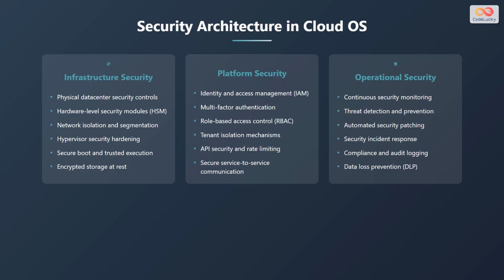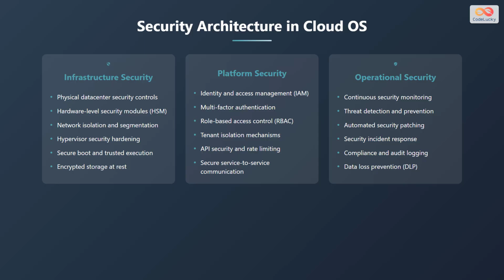Let's discuss the security architecture in cloud operating systems. Security is implemented in layers. First, infrastructure security includes physical data center security controls, hardware-level security modules, network isolation and segmentation, hypervisor security hardening, secure boot and trusted execution, and encrypted storage at rest.